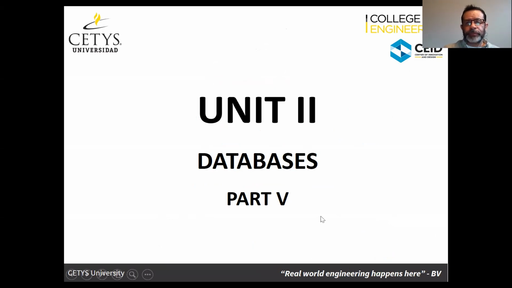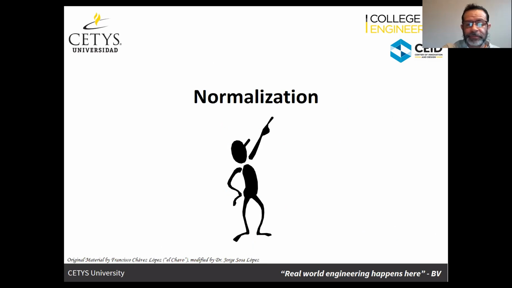The next topic we're going to be talking about in our unit 2, still going through the design part of the process of creating an information system for the database, has to do with normalization. You already did some research about that last class, so we're not going to be starting from zero, but we're going to go through the material.